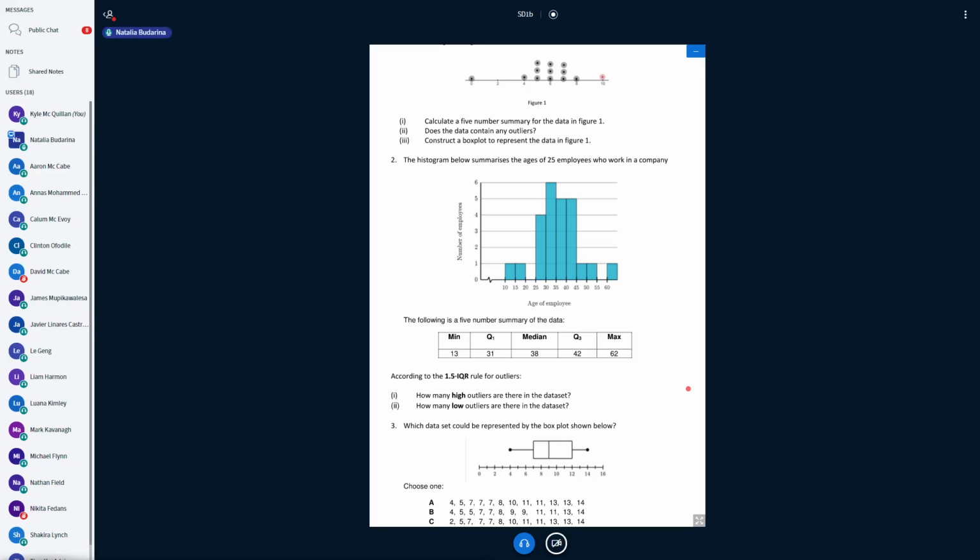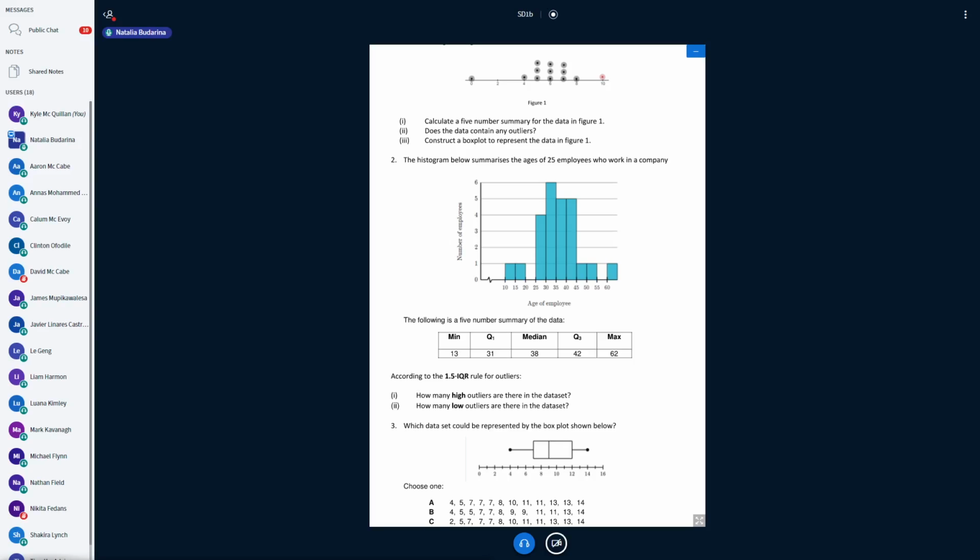Now, to answer our questions, we need to calculate. Q1, Q2, and Q3 we know. So we need to calculate IQR. Please tell me, what is the value of IQR? IQR is the difference Q3 minus Q1. What is Q3 minus Q1? Yes, thank you, Clinton. Yes, it's 11. So now we know the value of IQR.